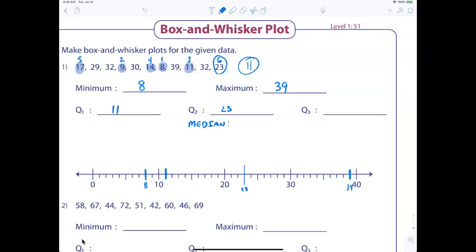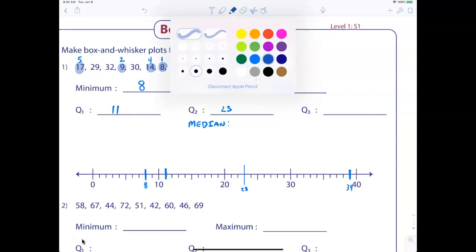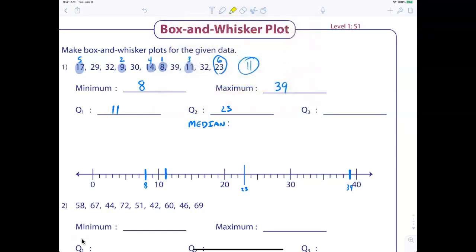Now we're going to look at the last five numbers for quartile three. All right, now I'm going to highlight those for us so we can see them better. There's 1, 2, 3, 4, 5 numbers. So think about that for me. What number is in the middle there? What one? 32. Somebody else get 32? Somebody agree it's 32? I have a question.